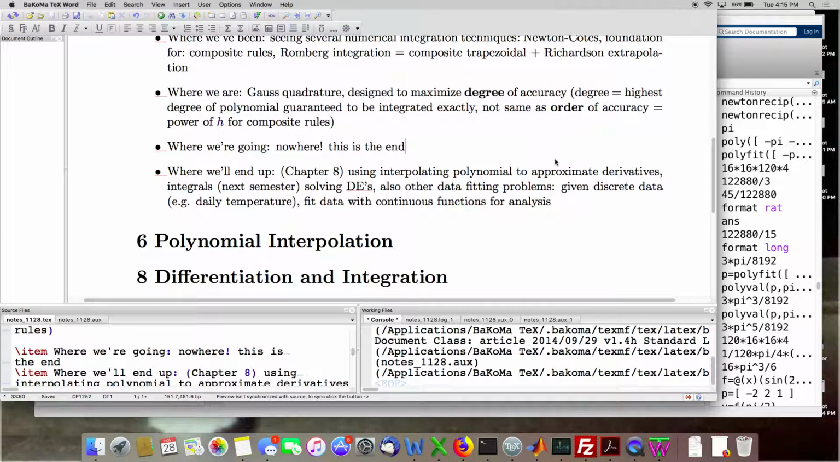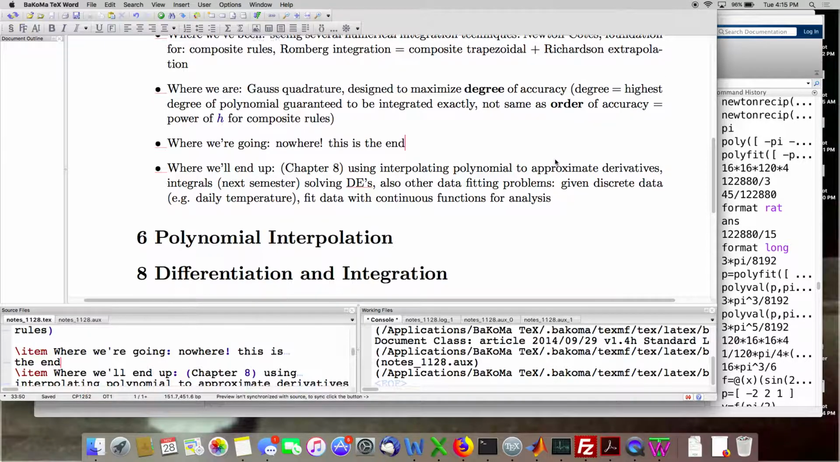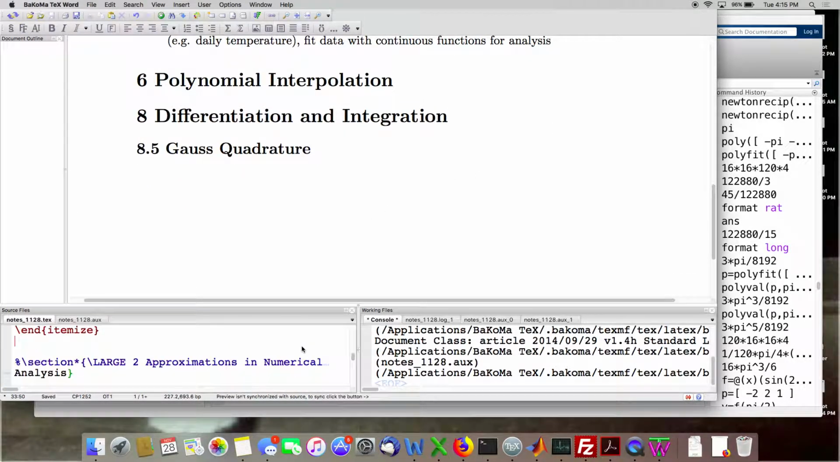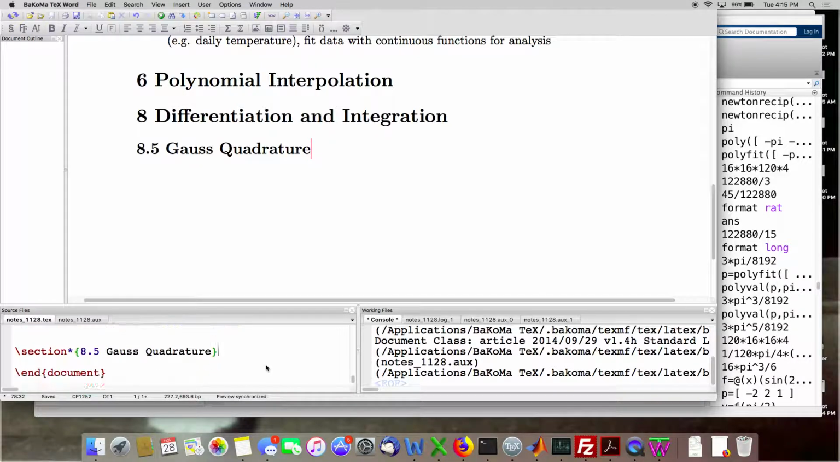So, anything more? Okay. All right. Now, for our very last topic, Gauss Quadrature.